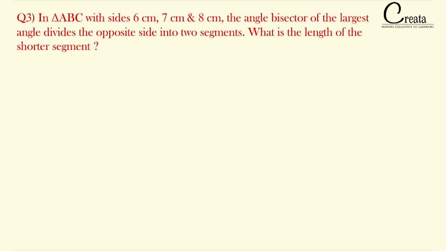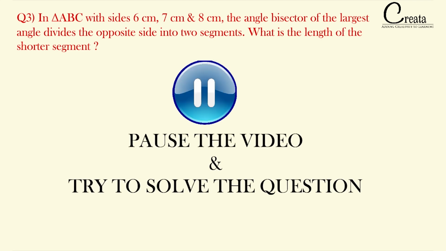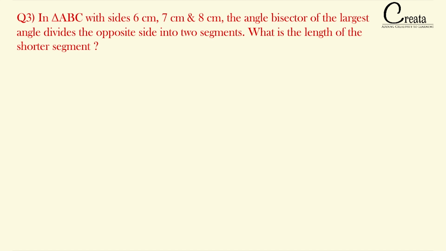The question is: in a triangle ABC with sides 6 cm, 7 cm and 8 cm, the angle bisector of the largest angle divides the opposite side into 2 segments. What is the length of the shortest segment? So our first step is to observe and visualize the question.